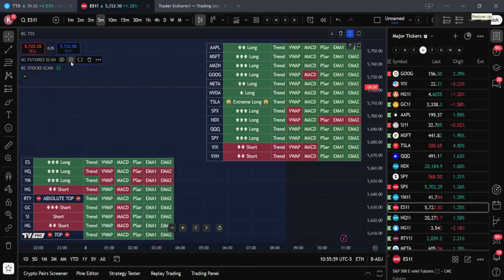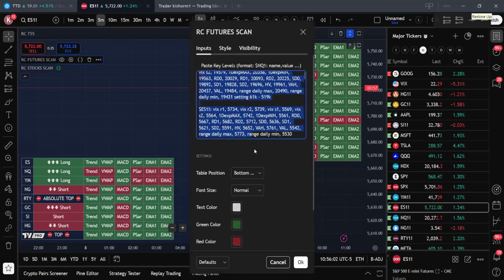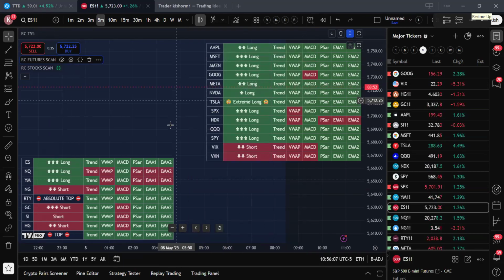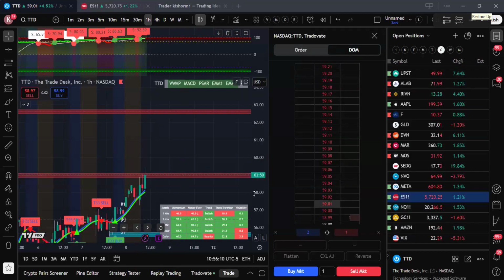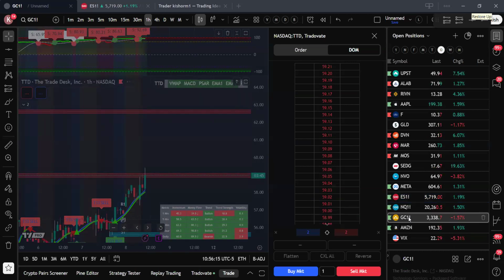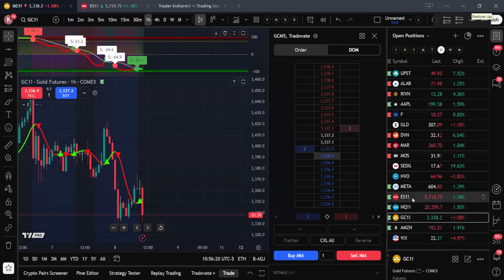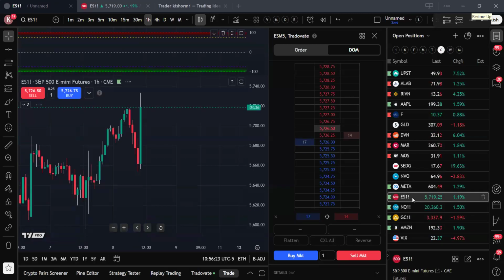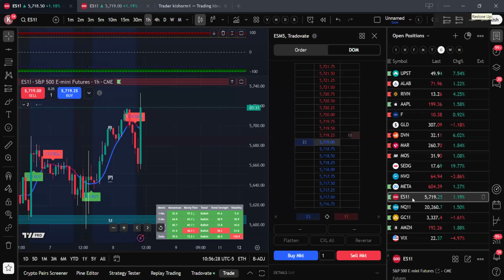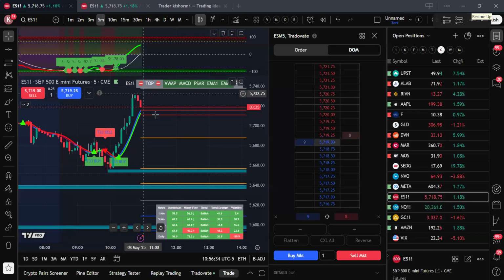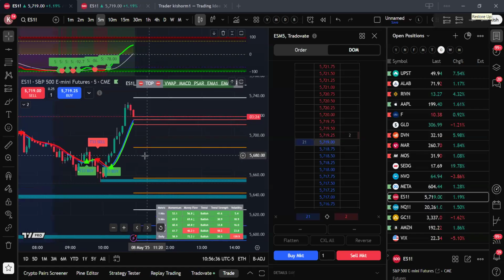You just go to the indicators, click on the settings, and you have to copy the levels. Right? Every day morning, I send you the levels. You have to paste them. Then they will show all the lines, they will show when to buy, when to sell. Right? Now GC is moving up again. ES is dropping. They will come back all the way here.